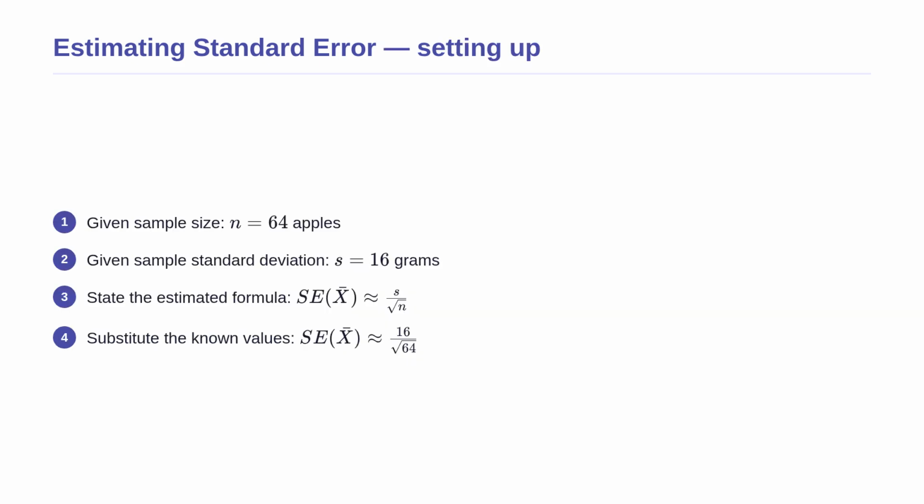Let us apply this estimated formula to a real scenario. A researcher picks 64 apples at random to find their average weight. She finds a sample mean of 150 grams and a sample standard deviation of 16 grams. Because the true population spread of all apples is a mystery, we must use the estimated standard error formula. We plug in our known values. The sample standard deviation of 16 goes in the numerator and the square root of our sample size 64 goes in the denominator.